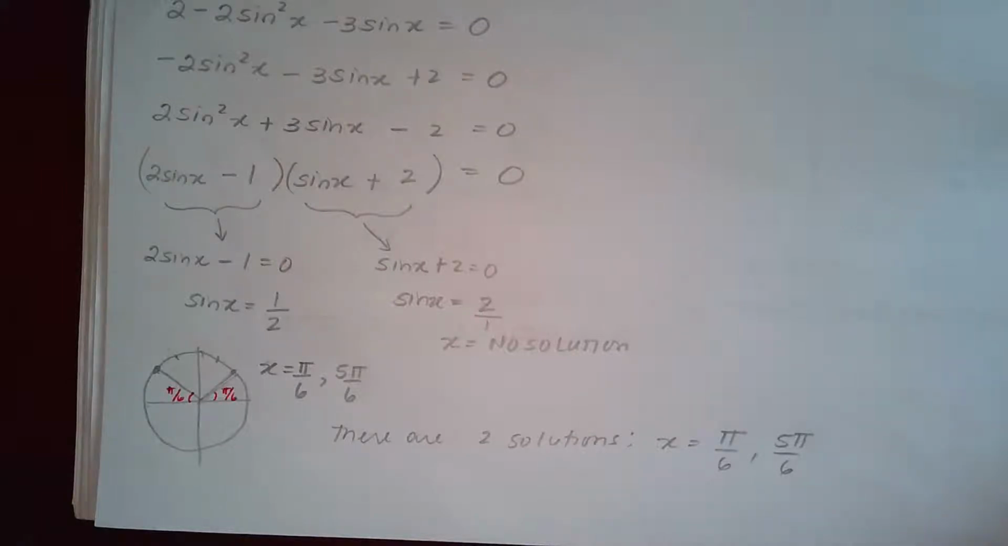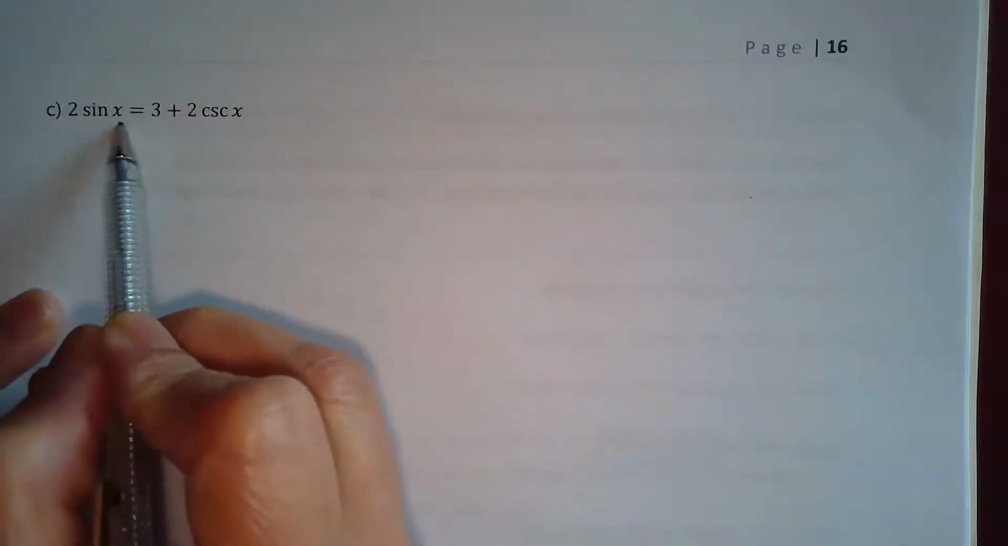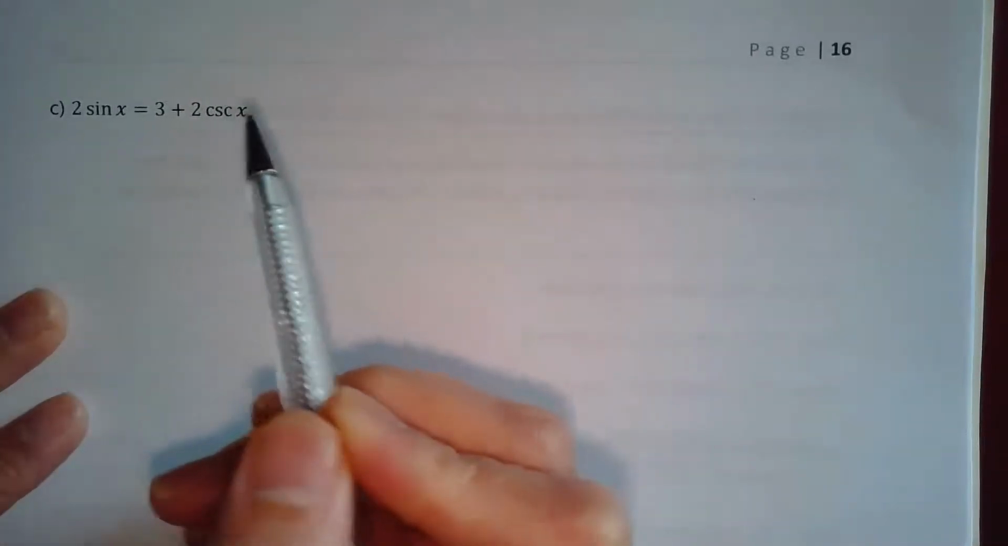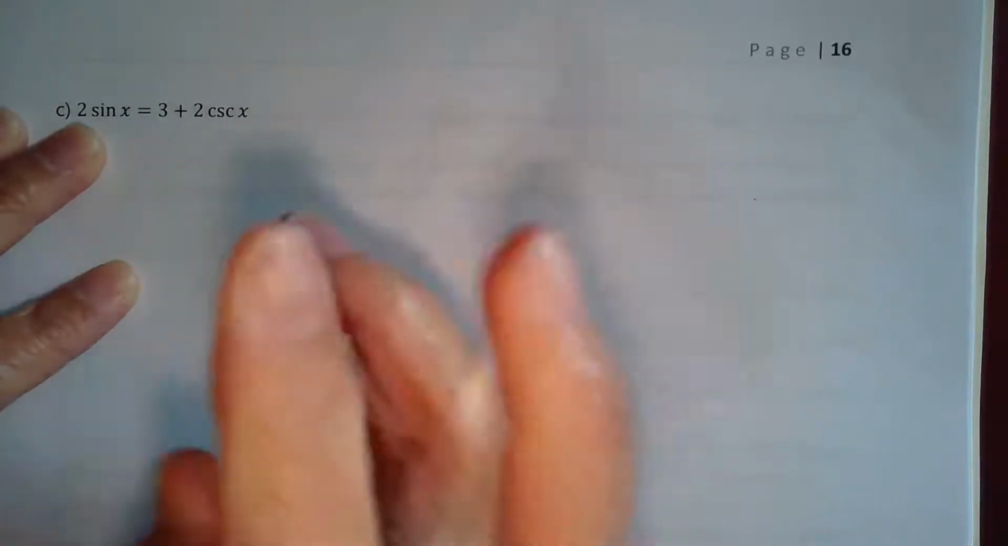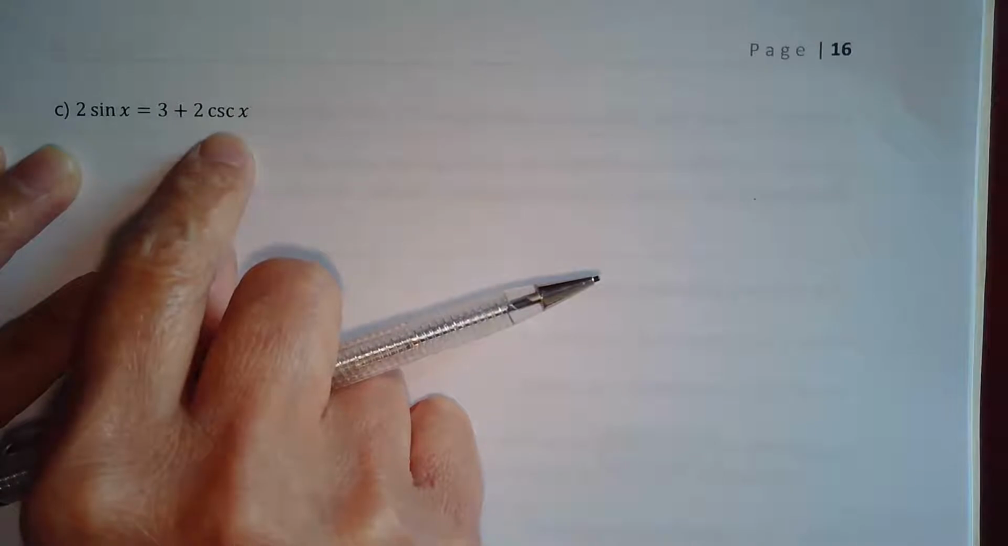Okay, so let's go ahead to question C. Let's take a look at question C. 2 sine of x equals 3 plus 2 cosecant of x. Okay, so what do we know? The problem here is that we have sine of x and cosecant of x. So what can we do?